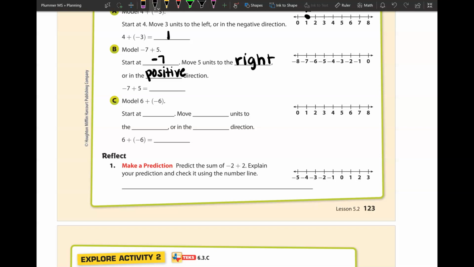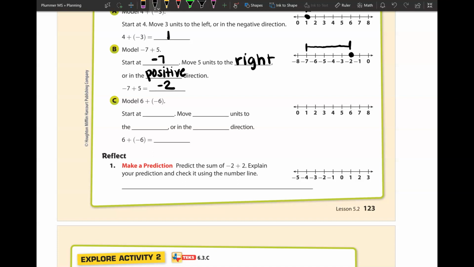Okay, so let's model that on the number line. So I'm going to start at -7 and I'm going to move 5 units to the right. So I'm going to say 1, 2, 3, 4, 5. That's where I stop. So my sum is -2.